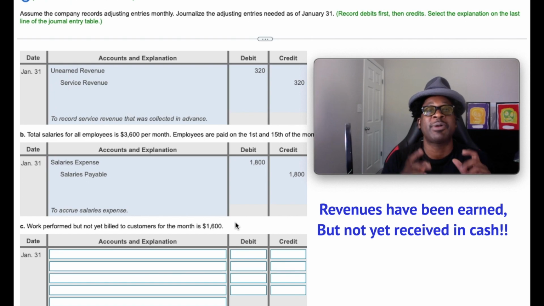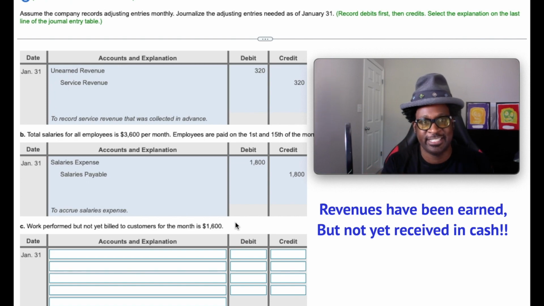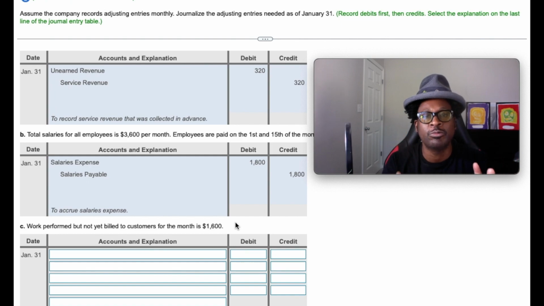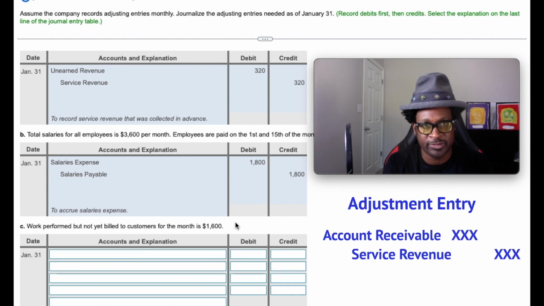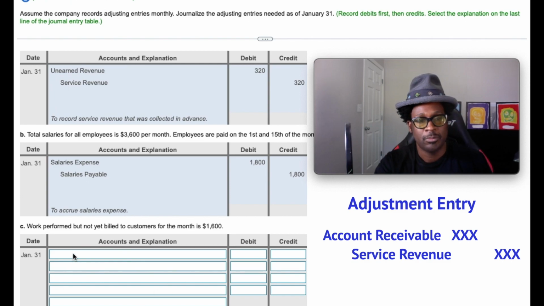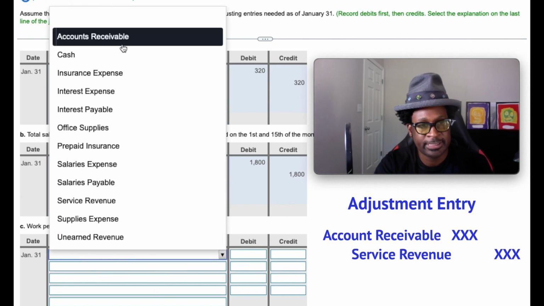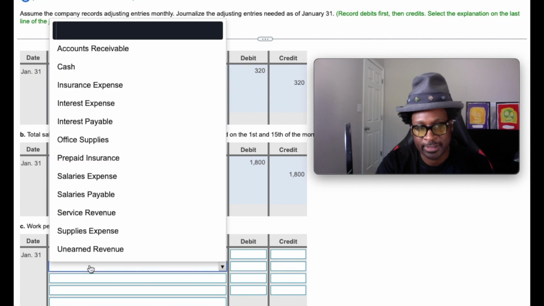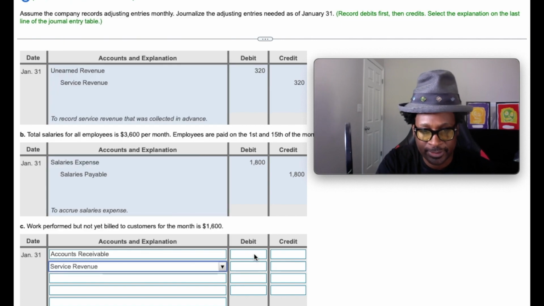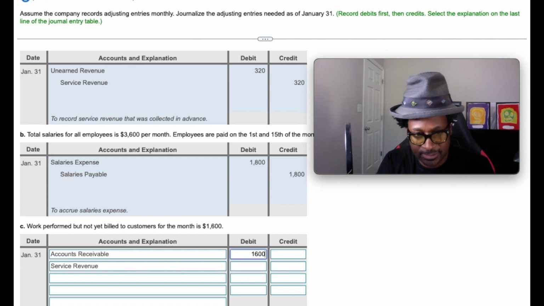Why? Because by definition, accrued revenues are revenues that have been earned, but they haven't received the cash yet. Since they haven't received the cash, the proper adjusted entry would be to debit accounts receivable, increasing accounts receivable, while simultaneously crediting service revenue, increasing service revenue. So we're going to make that entry. We're going to debit accounts receivable and credit service revenue for the amount listed, the $1,600.